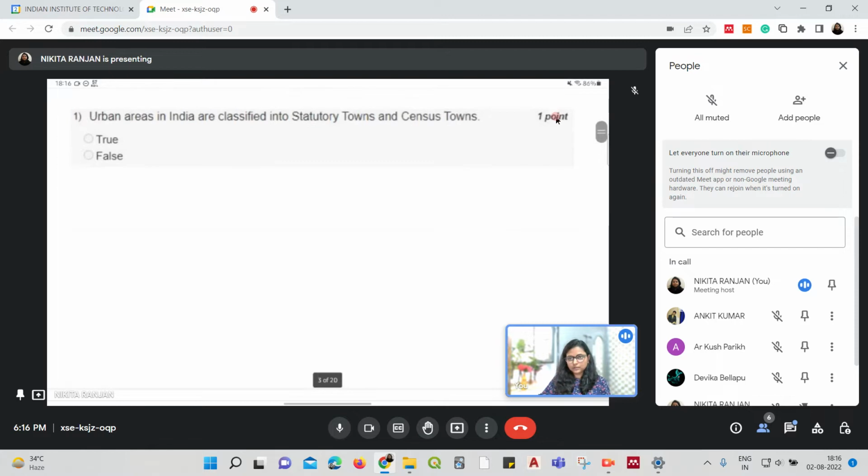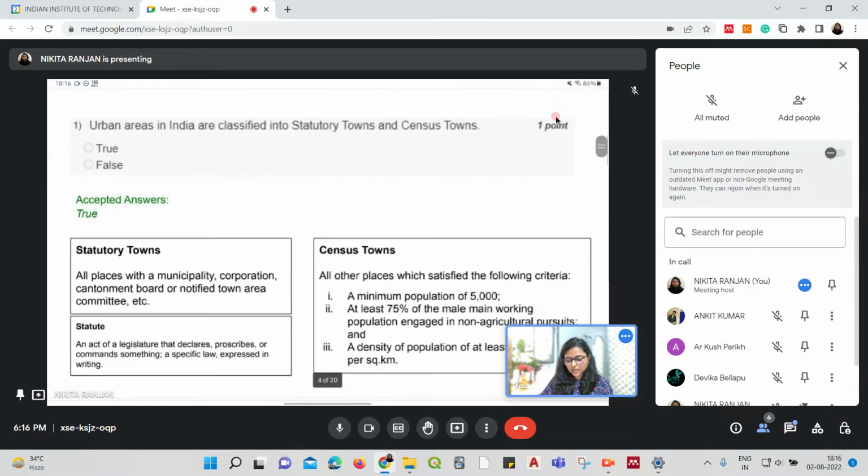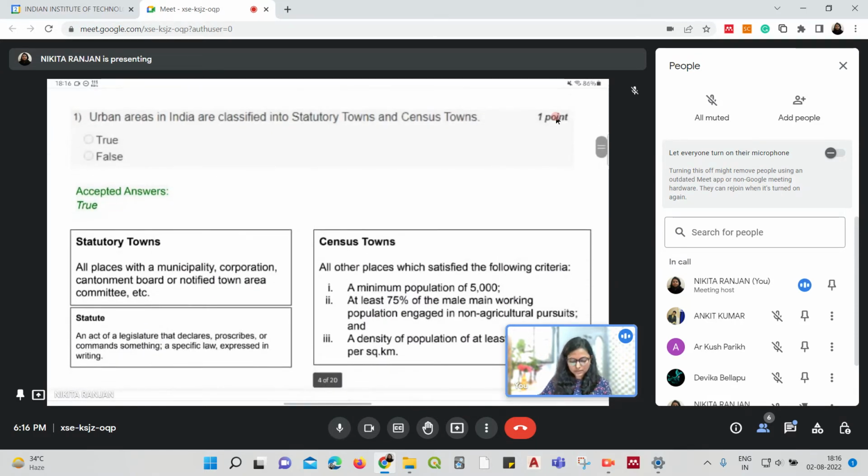So the first question is, urban areas in India are classified into statutory towns and census towns. So is this statement true or false? This statement is true. You would have covered this in your lectures.